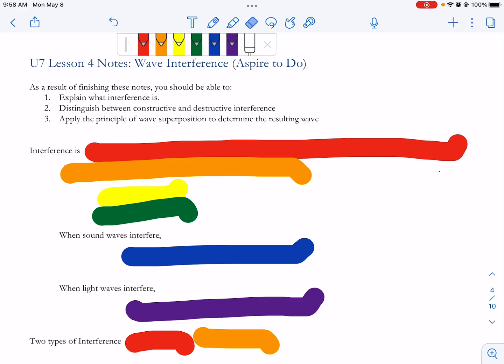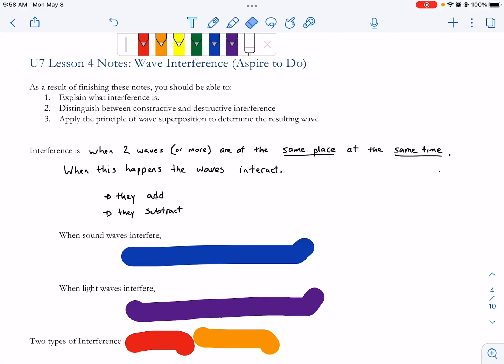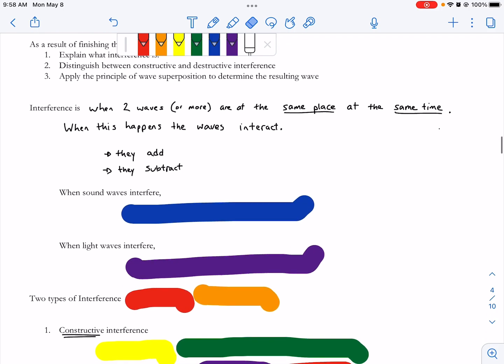So interference is a pretty cool thing. It happens when two waves or more are at the same place at the same time in physical space. So they're literally right there at the same time, at the same place. And when that happens, the waves interact and they either add or subtract from each other. And when that happens, some cool stuff can take place.